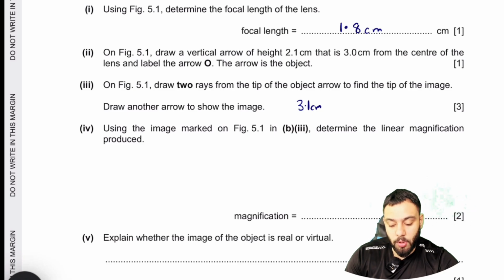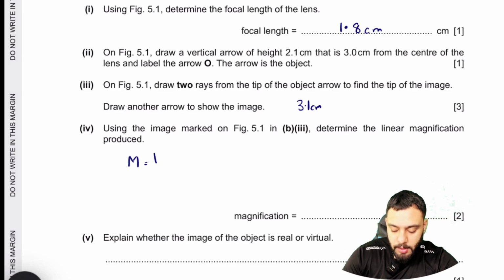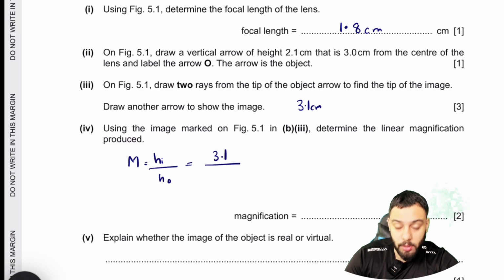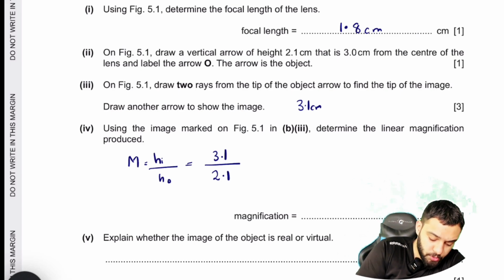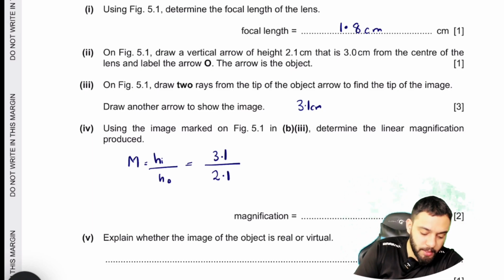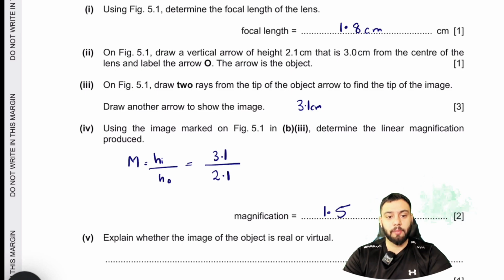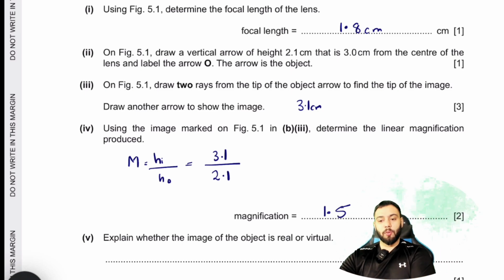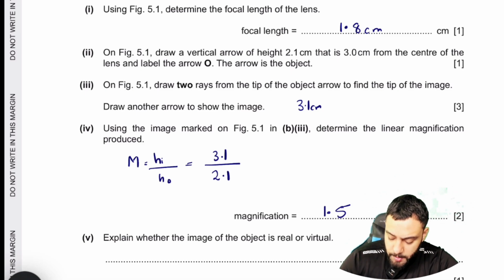Use the image marked on figure 5.1 to determine the linear magnification. So linear magnification is the height of image over height of object. Height of image I'm getting as 3.1. Height of object already given in the question is 2.1. So 3.1 divided by 2.1, I would get the linear magnification as 1.47. Let's call it 1.5. So the linear magnification that I'm getting over here is 1.5. So that's the linear magnification.